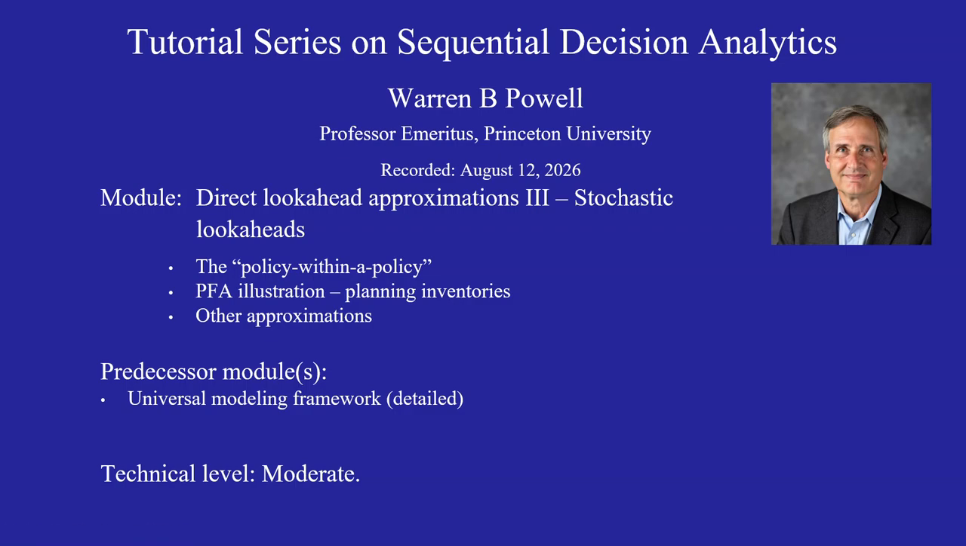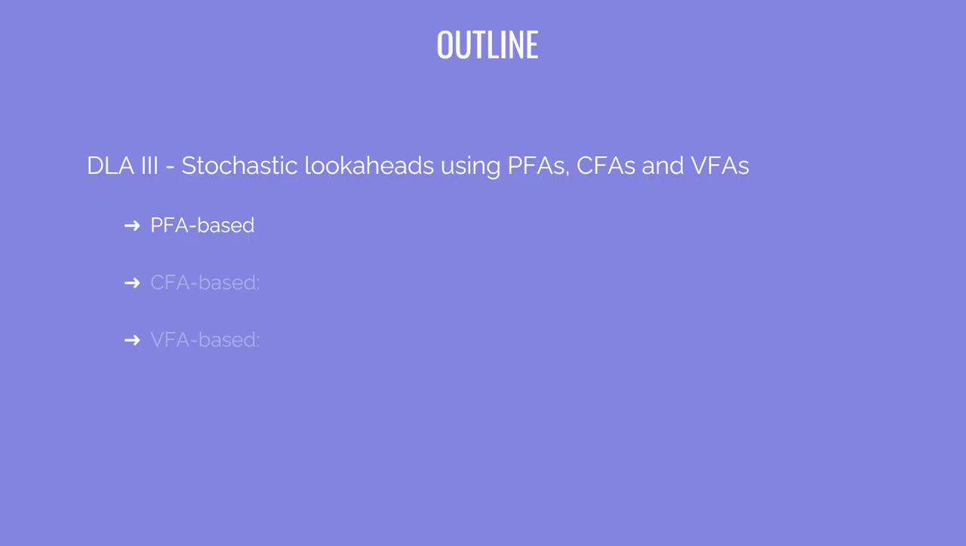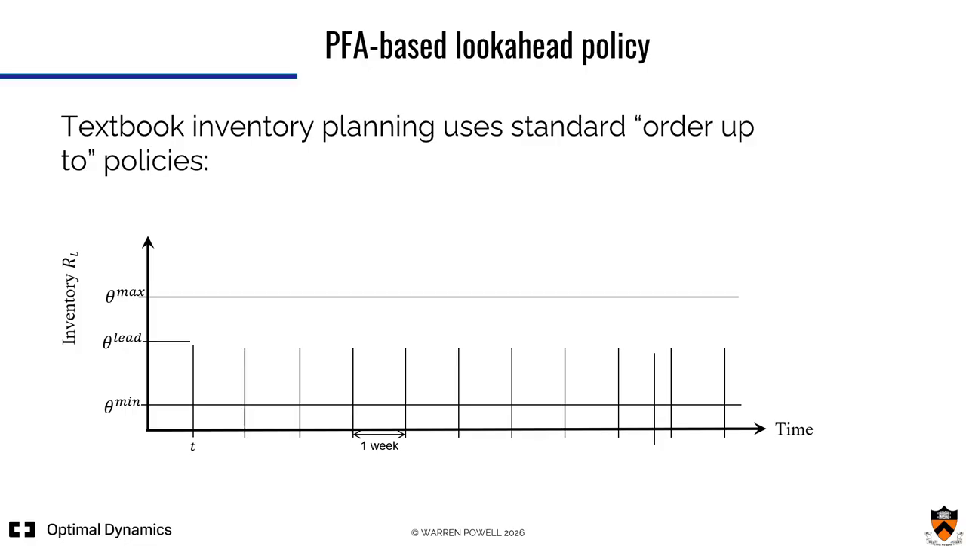This is part 3 of our presentation on direct lookahead approximations. Here we're going to do stochastic lookaheads, and we're going to deal with the policy within the policy and illustrate different types of policies. So here we are at part 3. We're going to talk about PFAs, CFAs, and VFAs for the policy within a policy. Okay, let's start off with a PFA-based lookahead.